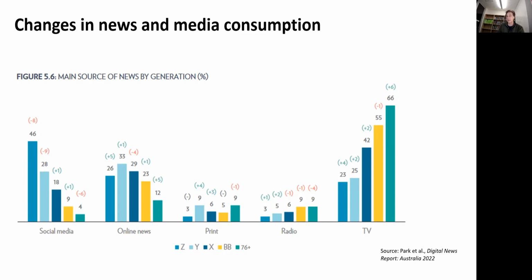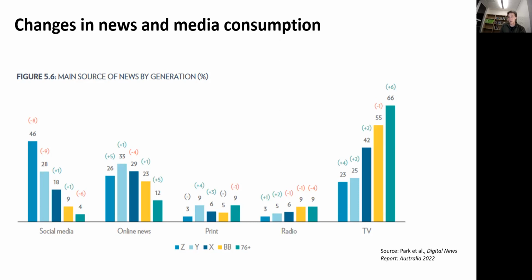And on the left-hand side, you can see, though, that many people get their news now from online news. By online news, that means online news websites, like going to smh.com.au, for example. And you can see that particularly in the younger generations, that's their main source of news. So Generation Y, 33% of Generation Y, their main source of news is online news, as opposed to 25% through television.